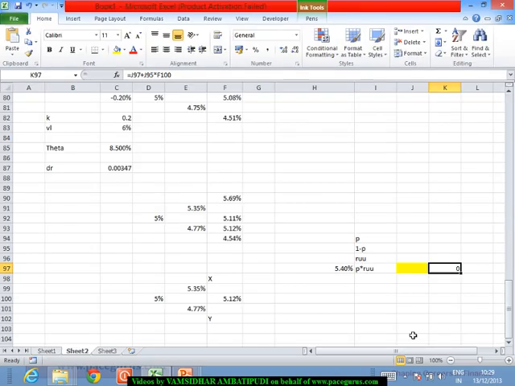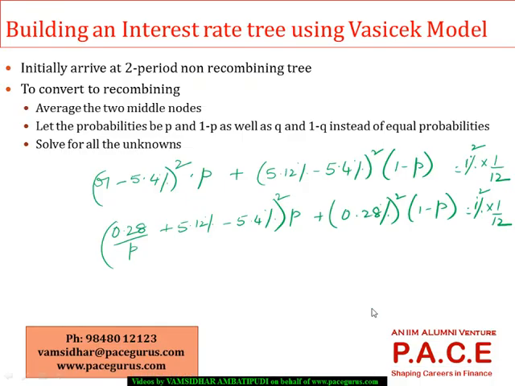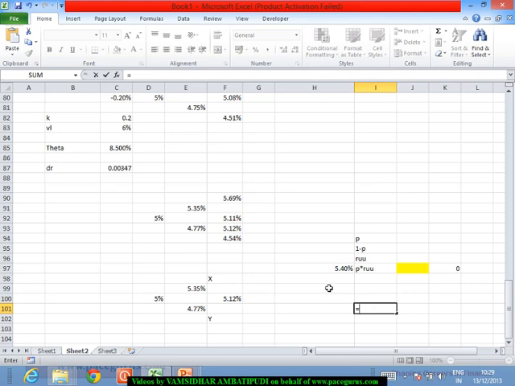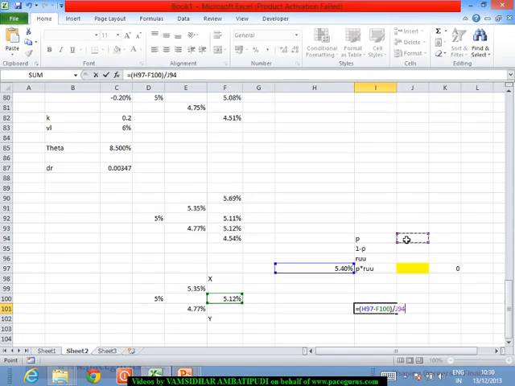Let's try this out. If this is the value of P for me, I will generate an output: 0.28 by P. How did I get 0.28? The difference between these two; this minus this is what I am calling 0.28, divided by P. Then minus 0.28, again the difference between these two, this is minus 0.28. I'm taking this as a whole square, times P.